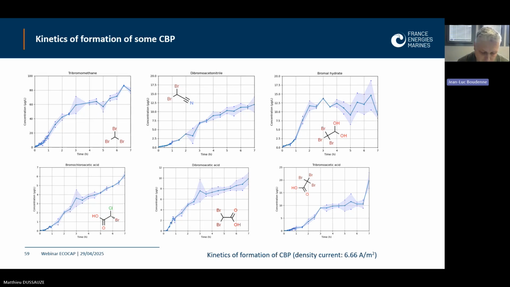For dibromoacetonitrile, the maximum concentration was around 12 after 7 hours, but as we can see, we do not reach a real plateau at this time. As regards bromal hydrate, it seems that it is a transitory product, as we have a decrease after 6 hours. These three other compounds are the haloacetic acids we found: bromochloroacetic acid, dibromoacetic acid, and tribromoacetic acid.